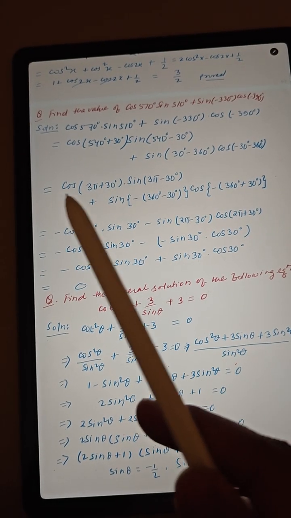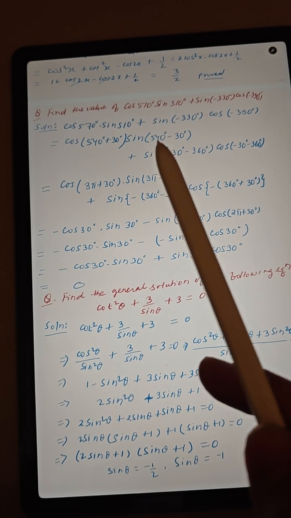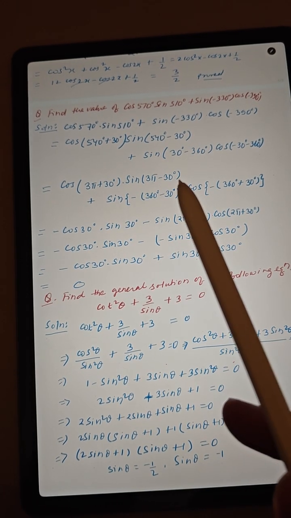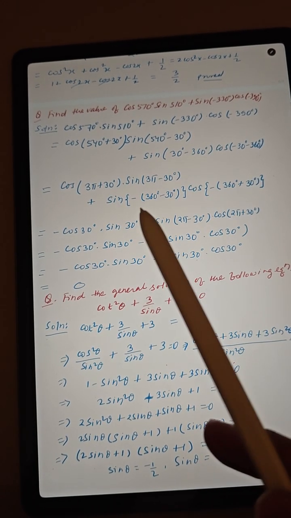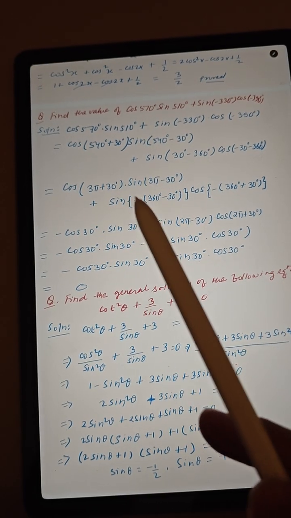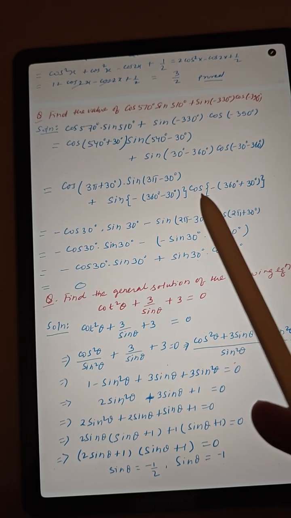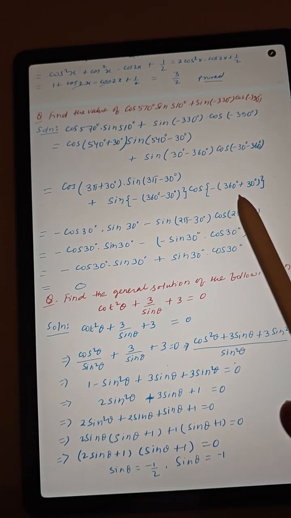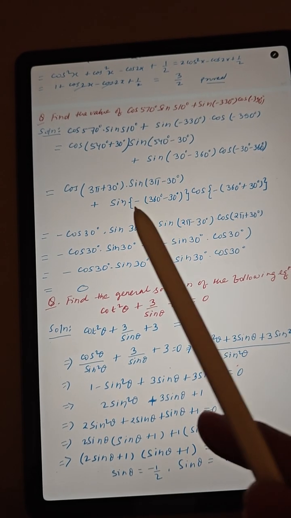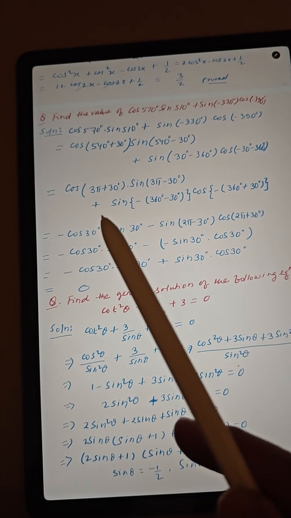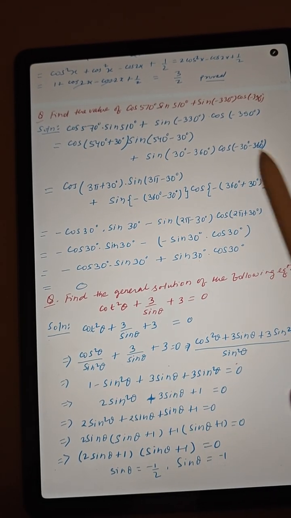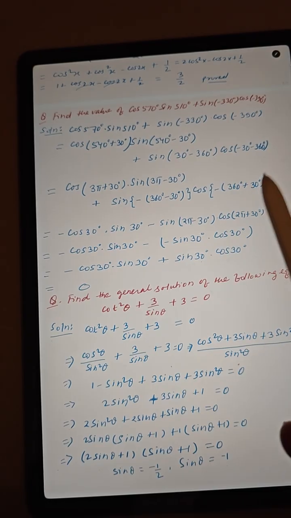So this 540 is 3 pi plus 30, sin 540 minus 30 is 3 pi minus 30 degrees, sin of, take minus sign common, so minus 360 degrees minus 30 degrees. Here also minus common, cos minus 360 degrees plus 30 degrees. Sin of minus theta is minus sin theta and cos of minus theta is cos theta. So next time we will do that.